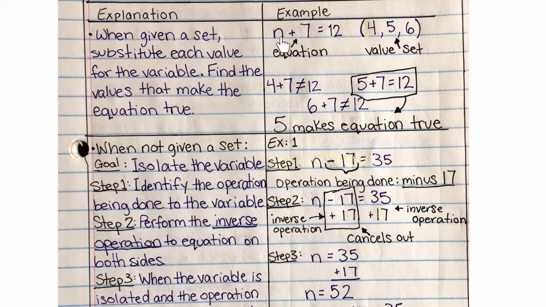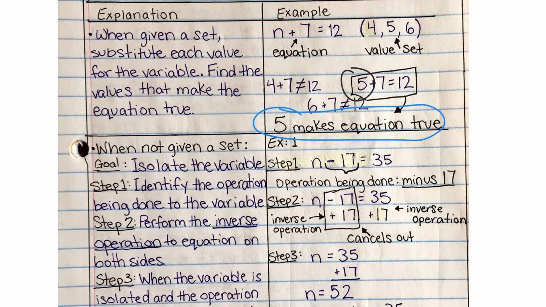As an example of that, we see that here. Here's our equation, n + 7 = 12. And here's our set of numbers, often called the value set. It's asking us to plug in 4, 5, and 6. Substitute these 3 values for n. Here we are substituting the 4. 4 + 7 does not equal 12. Here we are substituting the 5. 5 + 7 equals 12. And here we're substituting the 6. 6 + 7 does not equal 12. We know that the 5 is true. 5 + 7 does equal 12, so 5 makes the equation true.